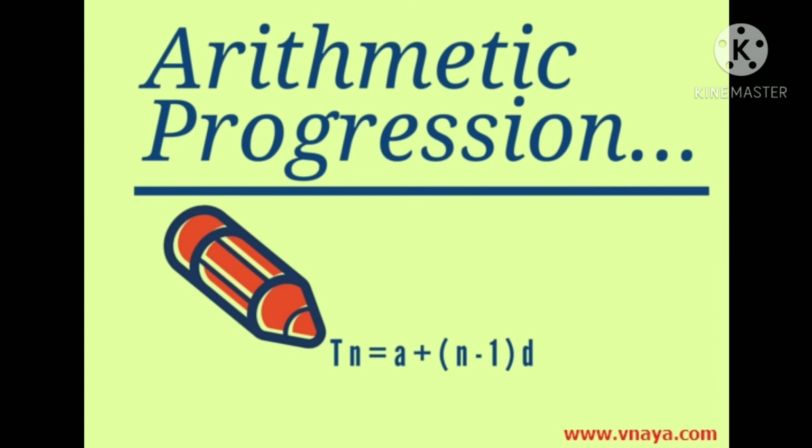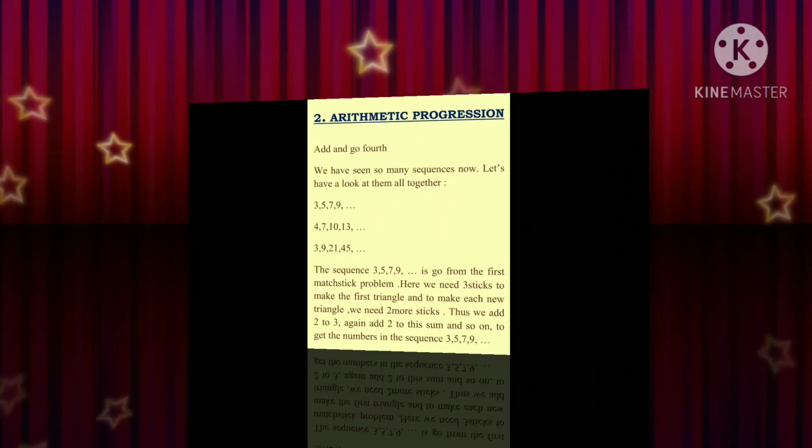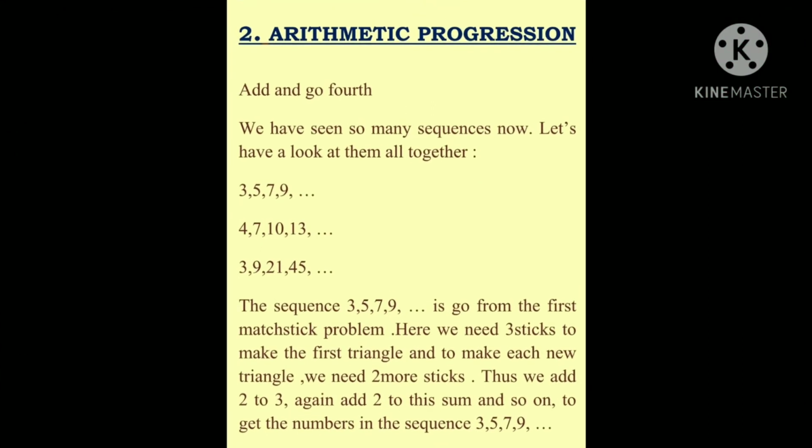Let us move to the next topic, arithmetic progression. We have seen so many sequences now. Let's have a look at them all together. The first one is 3, 5, 7, 9 and so on. The second one is 4, 7, 10, 13 and so on. And the final one is 3, 9, 21, 45 and so on.